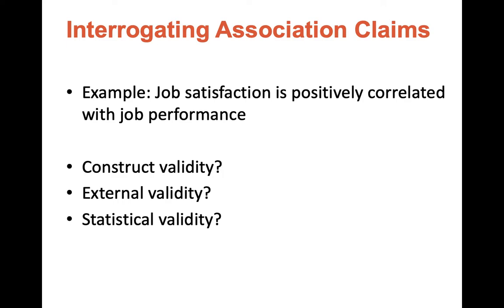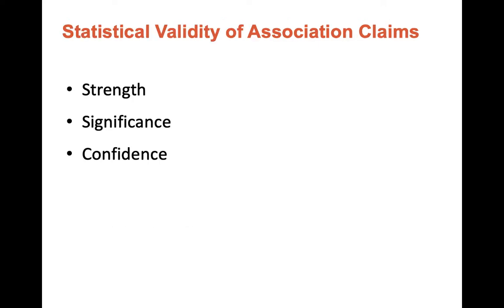The statistical validity, when referring to an association claim, is we need to consider three things. I'm going to spend a little more time talking about the statistical validity of an association claim. When interrogating it, we need to consider the strength of the association, the statistical significance of the association, and our confidence. We will put a confidence interval, very similar to the concept of margin of error that we had with a frequency claim.